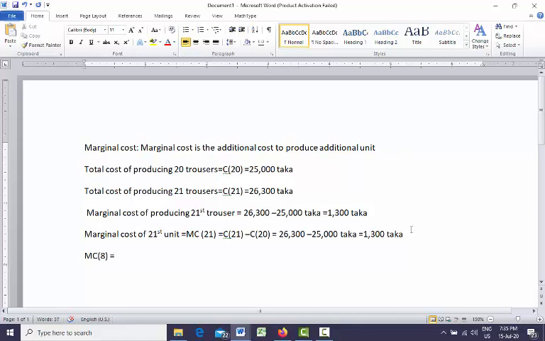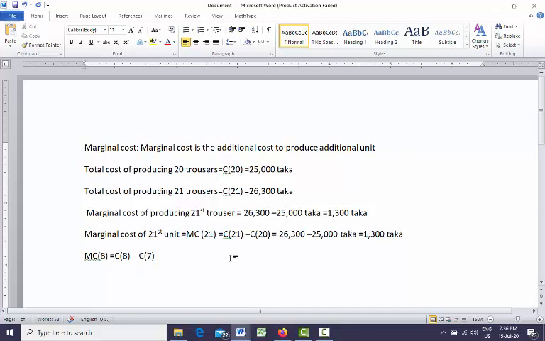you need to find the total cost of producing 8 units minus the total cost of producing 7 units. So if you want to find the marginal cost of producing the 8th unit, you need to use this formula: the total cost of producing 8 units minus the total cost of producing 7 units.